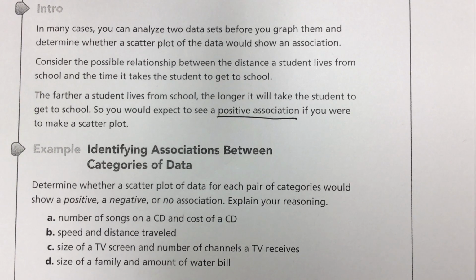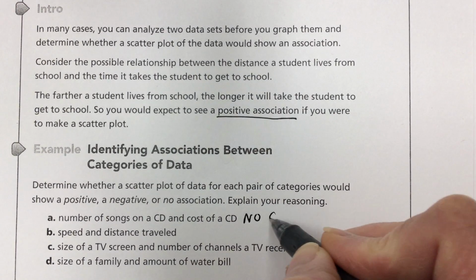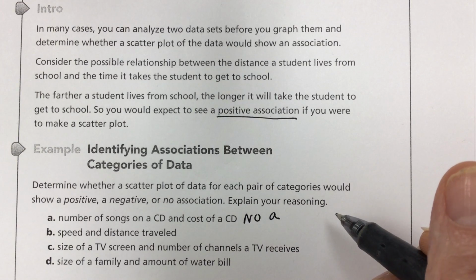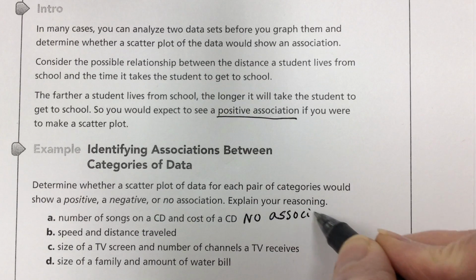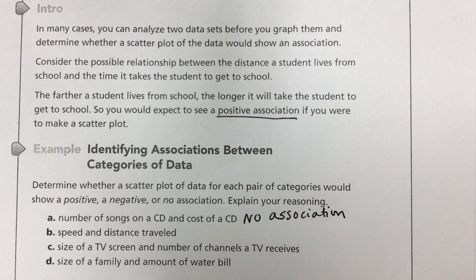The number of songs on a CD usually does not affect the cost of the CD. So usually when you pay a price for a CD, it doesn't affect whether you have 10 songs or 25 songs. You pay a price for a CD. So with that being said, there is no association between the number of songs on a CD and the cost of a CD. No association.